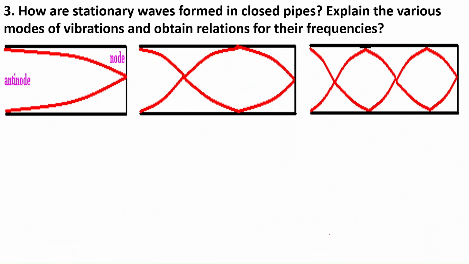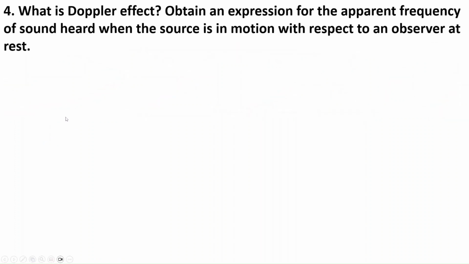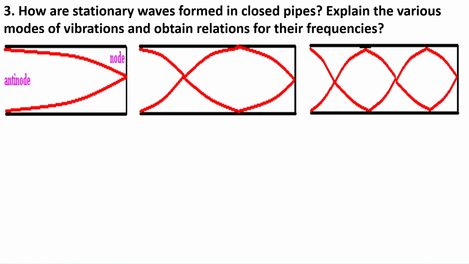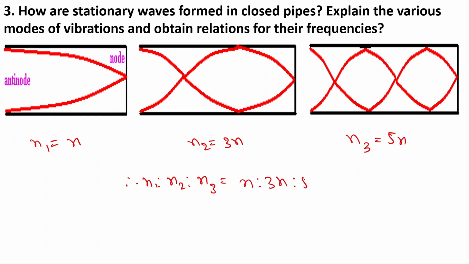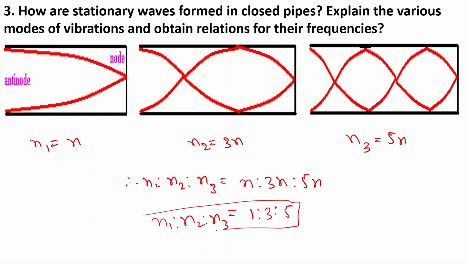Now see that in this equation N1 is equal to what we got, N. Here you got N2 is equal to 3N, and here you got N3 is equal to 5N. Therefore N1 is to N2 is to N3 is equal to N is to 3N is to 5N. Therefore 1 is to 3 is to 5. This is the answer for the relation of the frequencies in a closed pipe.